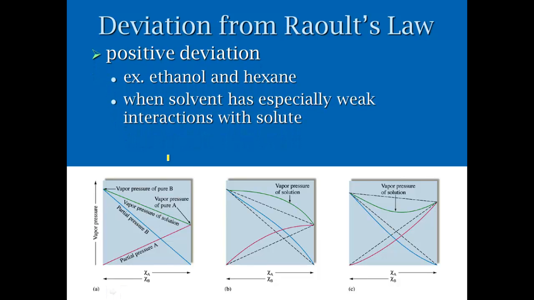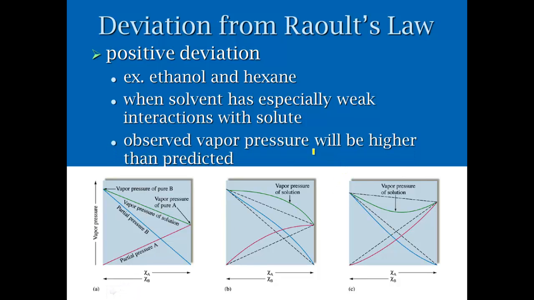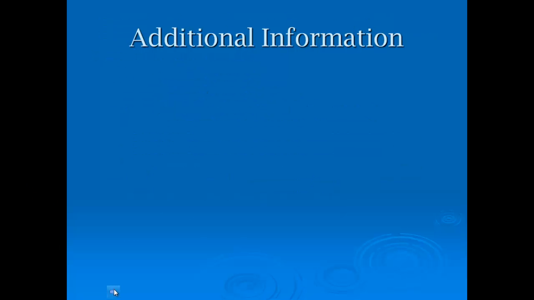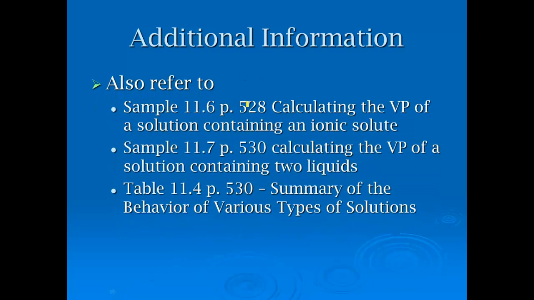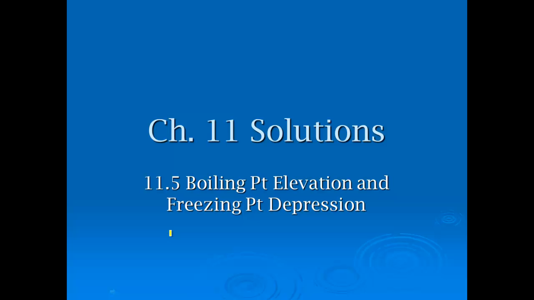Positive deviation, for example, ethanol and hexane, the solvent has especially weak interactions, and so it's going to be a little bit higher. So this is when it's higher, this is when it's lower. This is when it's actually what it's supposed to be. So just some graph. Here's some additional information. Again, vapor pressure is one of those things that it either makes total sense or it just takes a little bit of extra practice. You've got some different samples, and then we have a nice summary table on page 530 that kind of just talks about the behavior and puts it all on one page, which I think is easy to understand.